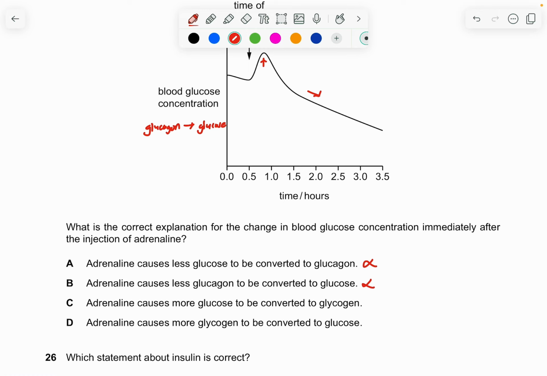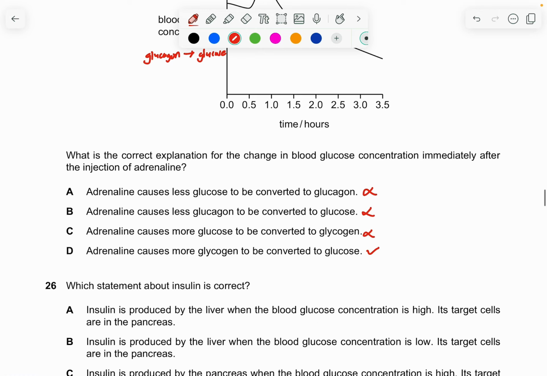So adrenaline causes more glycogen to be converted to glucose. So once I tell you the answer, you know that D is the correct answer.